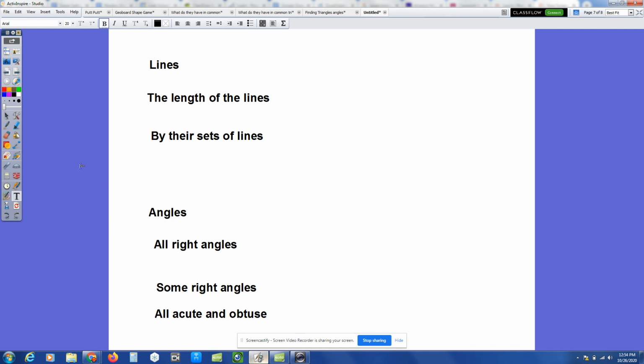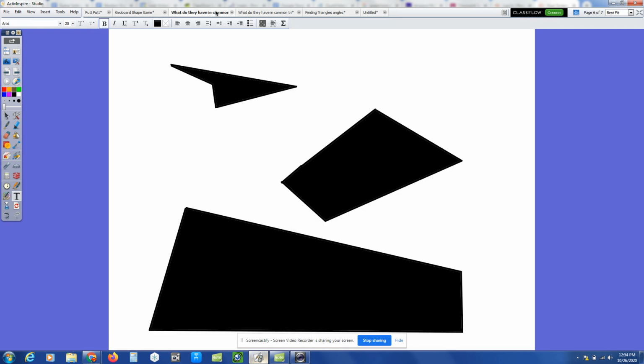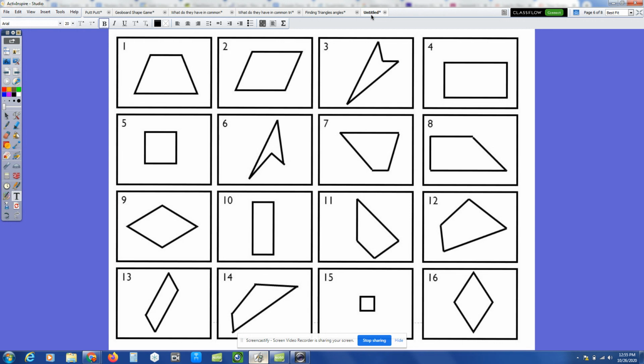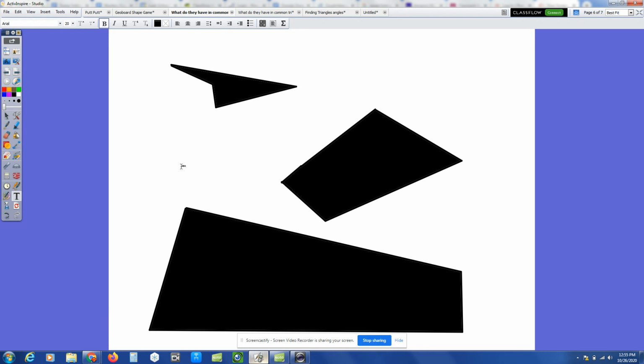Okay? So now we're going to look at different kinds of shapes, and I want you to look at them and tell me what they have in common. So we're not sorting shapes. I'm actually going to give you the shapes, and you're going to tell me what they have in common. So let's look at these three shapes. Look at these three shapes and tell me, what do all three of these shapes have in common if we're thinking about the lines and the angles? That's what we're looking at, the lines and the angles, okay? So what do these three shapes have in common?